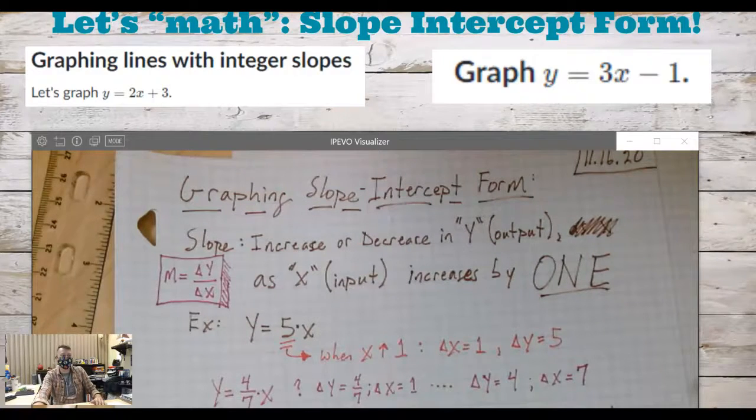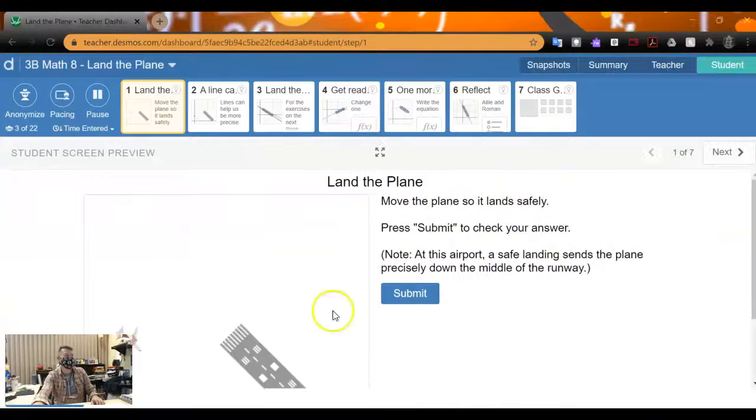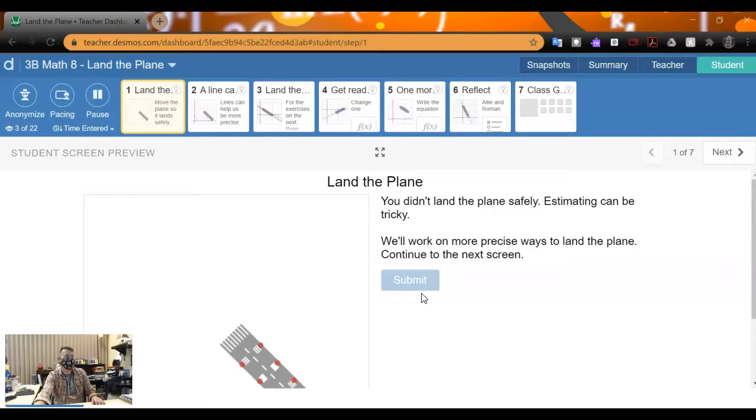All right, in your student homepage, there should be an activity called Land the Plane. Ooh. How original. You are going to be asked to land the plane that when you start is not going to hit the runway. That's so sad. So you will start here.